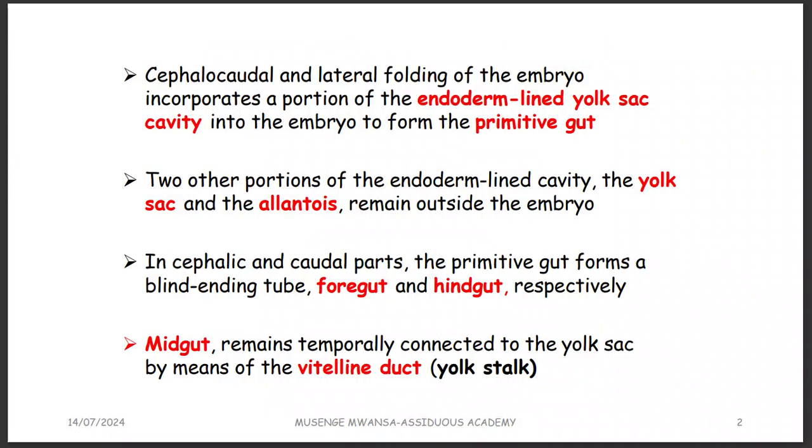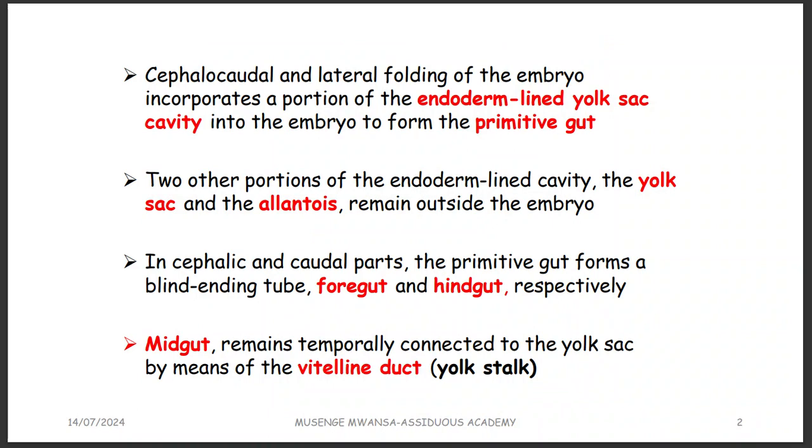So starting with the foregut, you know that the embryo folds. There is cephalocaudal folding and the lateral folding. Cephalocaudal, this is where the embryo is going to fold starting from the head to the tail end. So it folds like that. And then the lateral folding, this is where the sides fold and then they merge.